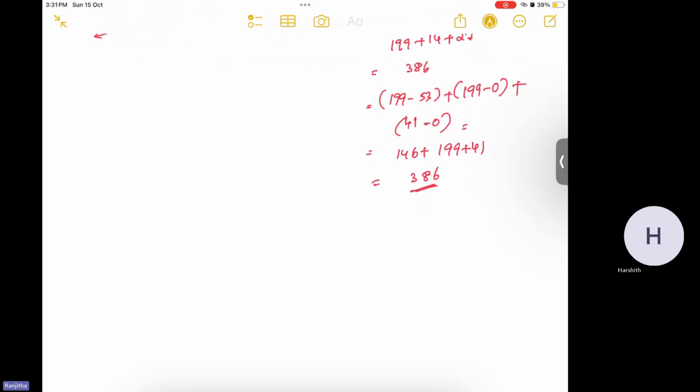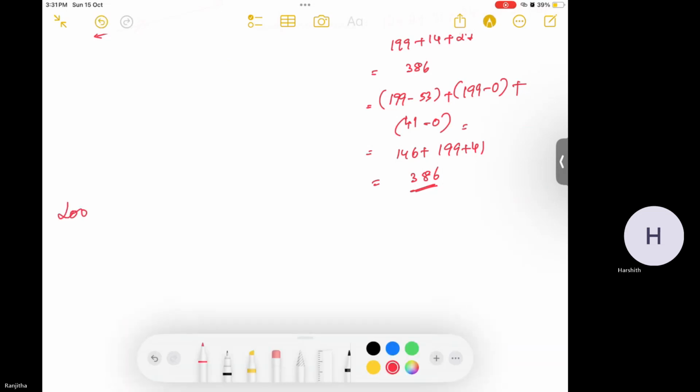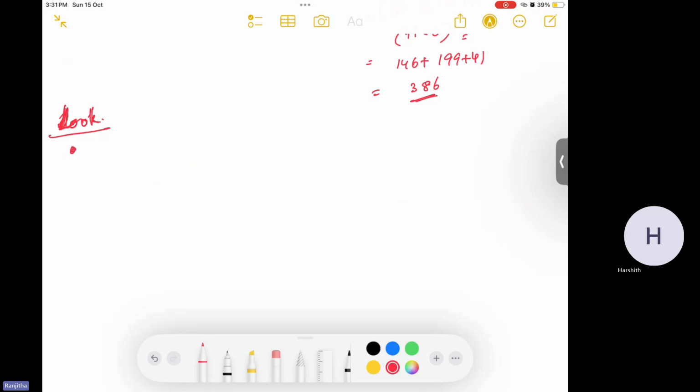Now the next algorithm is LOOK. The difference between the SCAN algorithm and the LOOK algorithm is that in SCAN, it always goes from this end, then comes back, then goes, then comes back. That is SCAN. From this end to this end it goes.